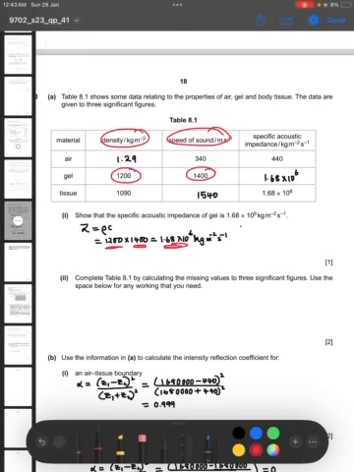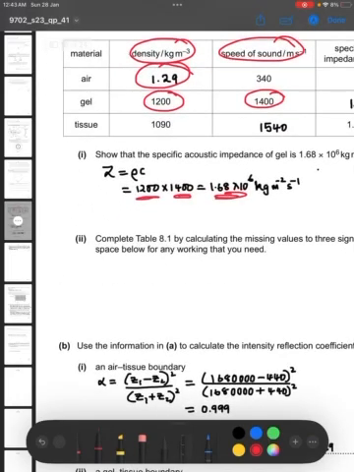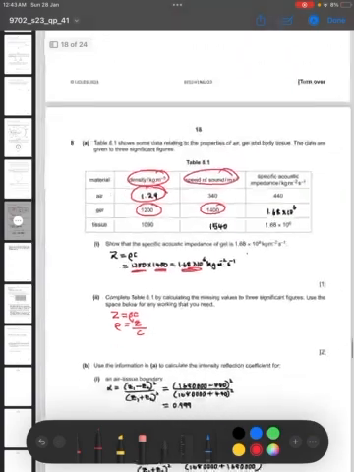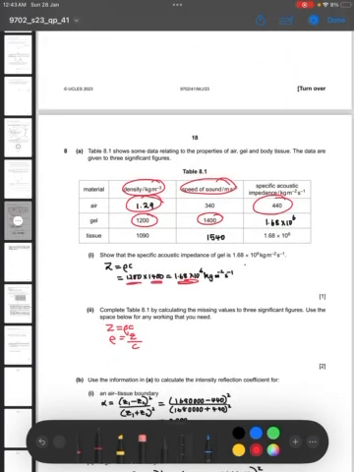Then the next question says complete table 8.1 by calculating the missing values to 3 significant figures. Use the space below for any working. Obviously, we want to find this value for air, but it's a waste of time. To find density for air, we would have to use the formula again. I've already worked it out, but I'm showing you what to do. Density is equal to specific acoustic impedance divided by the speed. We are given the specific acoustic impedance as 440, and the speed is 340.